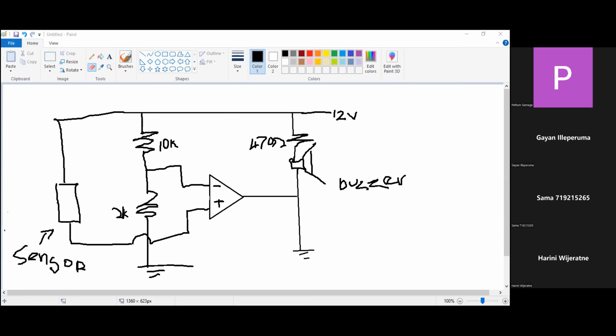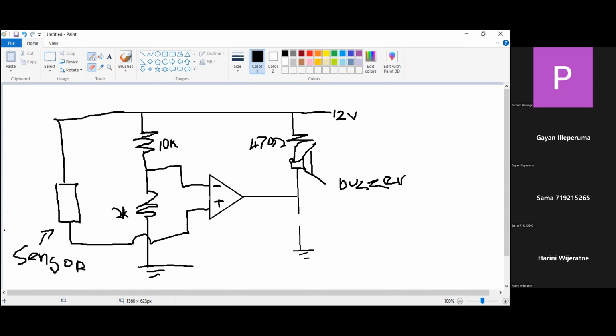Now let's say you are taking the output from the op amp, right? So there should be another resistor here, right? Here, as a pull down resistor.